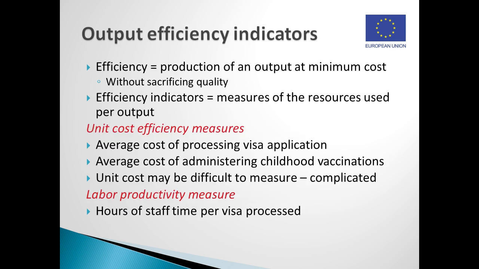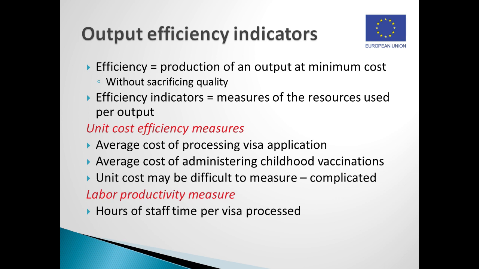Output efficiency indicators are the second type of output performance indicator. Now, when we talk about efficiency, what we mean is the production of an output at minimum cost to the public. That is, without, of course, sacrificing quality. So output efficiency indicators are simply measures of the resources that are used per unit of output delivered to clients.